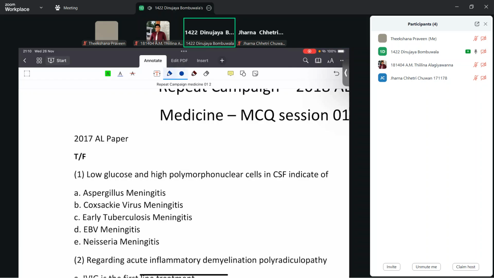Another thing you should do is highlight the defining terms which have been given in the question. You have to give priority to those words and get the full idea about the question as well. So low glucose and high polymorphonuclear cells means neutrophils in the CSF indicator.